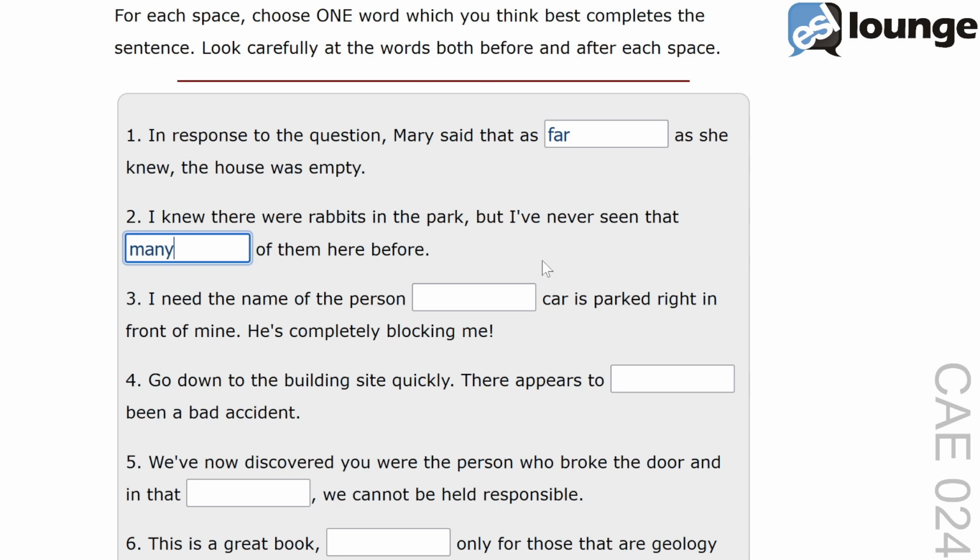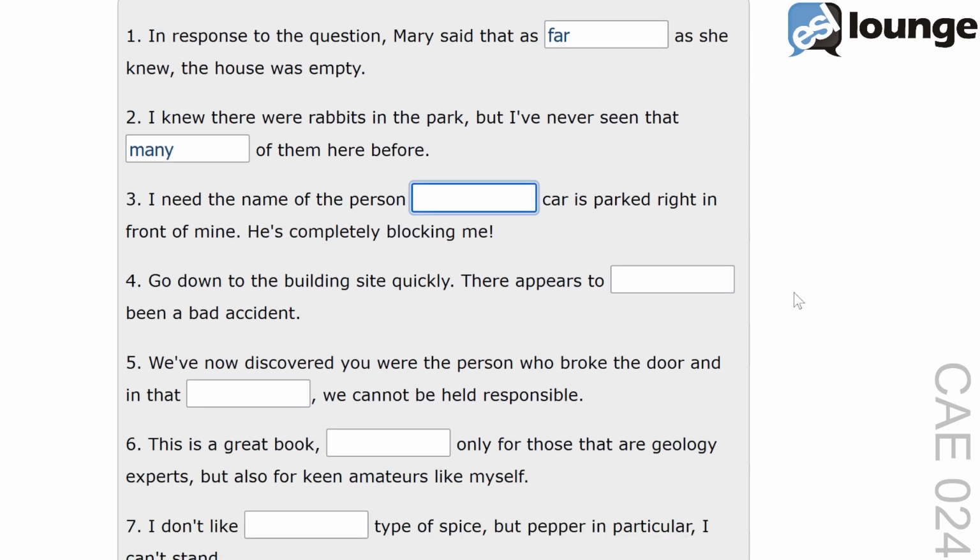Next up, question 3. I need the name of the person blank car is parked right in front of mine. He's completely blocking me. The correct answer is whose. The phrase whose car is used to indicate possession. For example, can you tell me whose book this is?